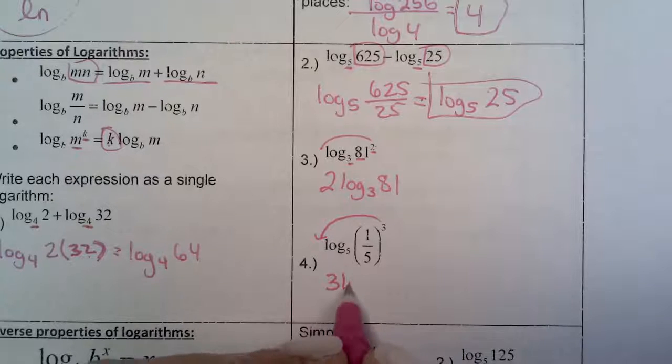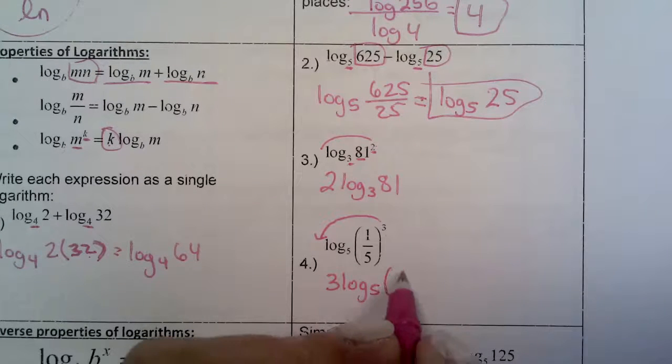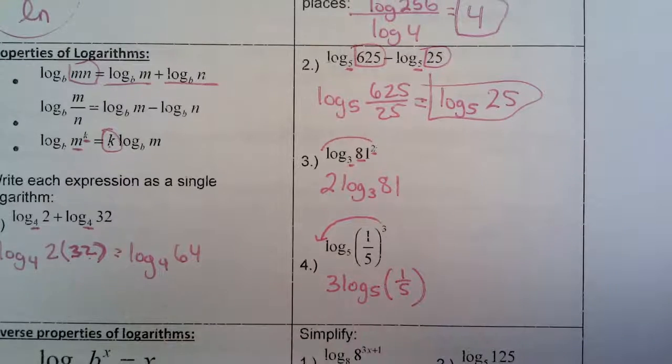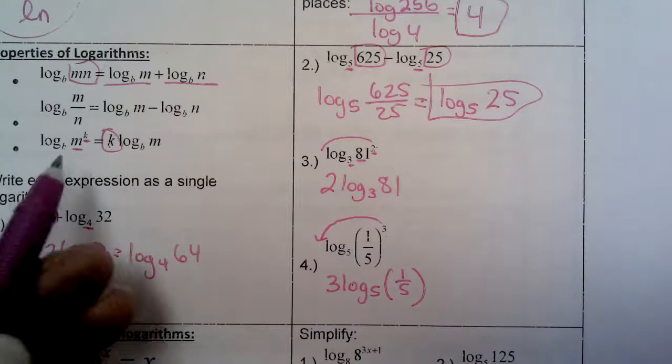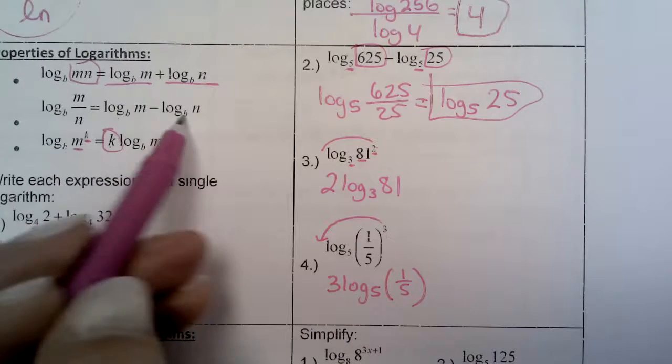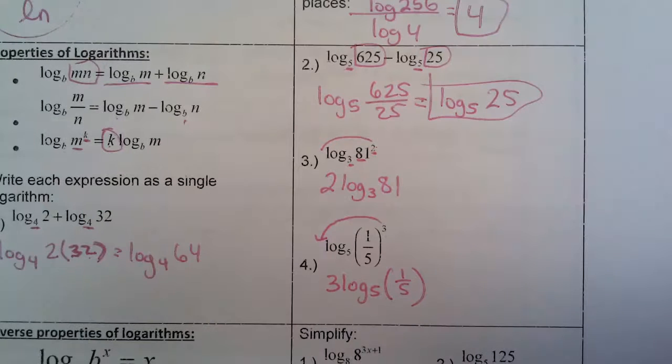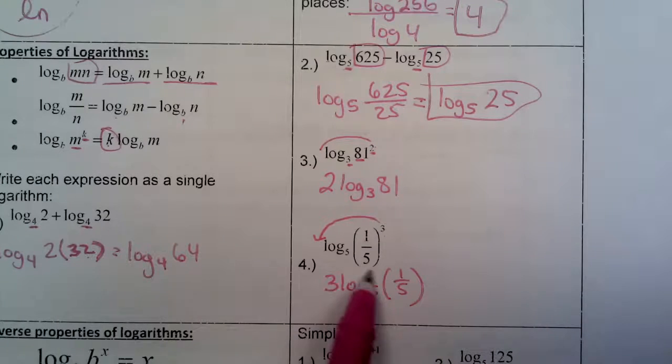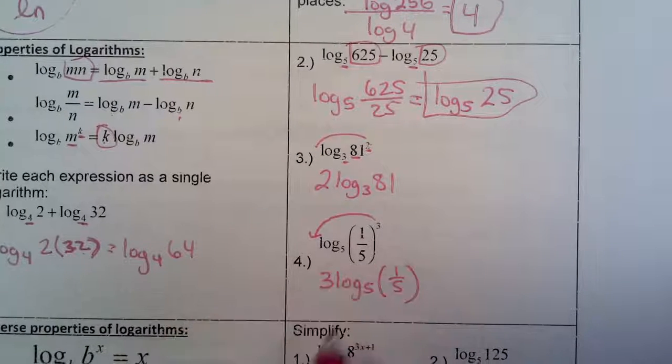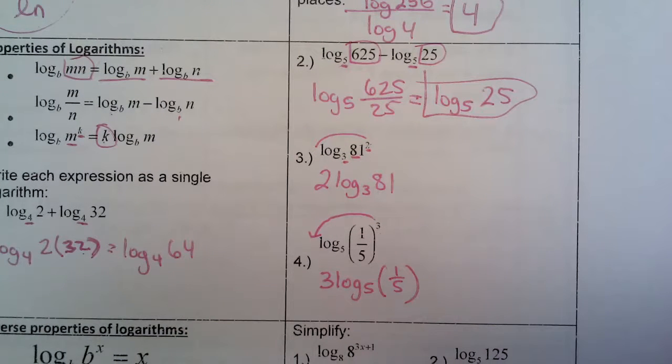So it becomes 3 log base 5 of 1 over 5. I could break it into 2 logs if I wanted and subtract those, but that's not what the goal was. The goal was just to simplify it and rewrite it as a single log.